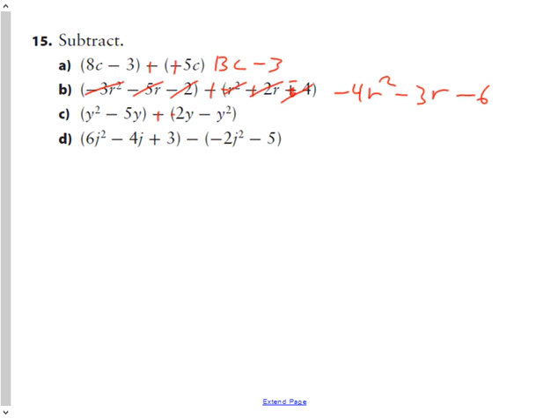Keep, flip, change. A y squared and a y squared make a 2y squared. A negative 5y and a negative 2y make a negative 7y. And finally, the last one, keep, flip, change. 6j squared and 2j squared make 8j squared. And negative 4j combines with no other j's in the second polynomial, so it's negative 4j. And a positive 3 and a positive 5 make a positive 8.